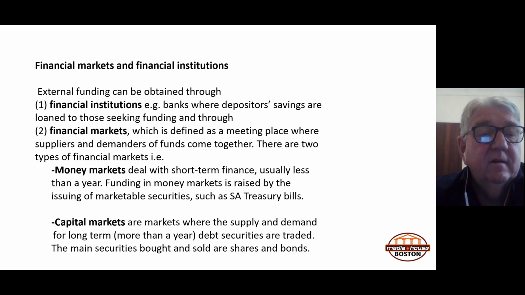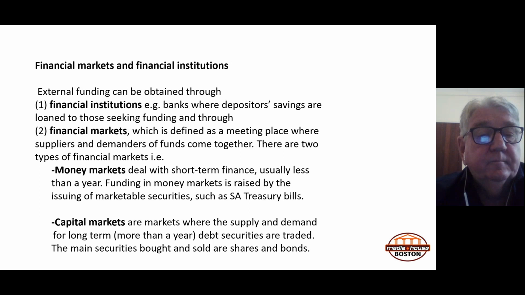If we look at financial markets and financial institutions, because now we said we can use our own money or we can borrow money. So how do we raise this money? Okay, so external funding can be obtained through the following. We can do it through financial institutions. Now, financial institutions are institutions that take the money of people that have surplus money, and they lend it to people that require money. So the banks take the deposited savings and they lend these to people that need money. So that's a typical financial institution function.